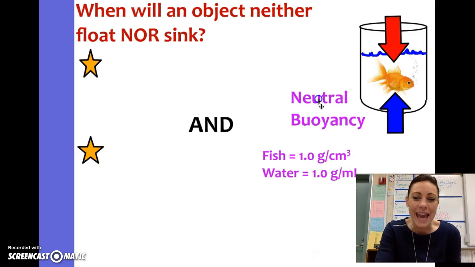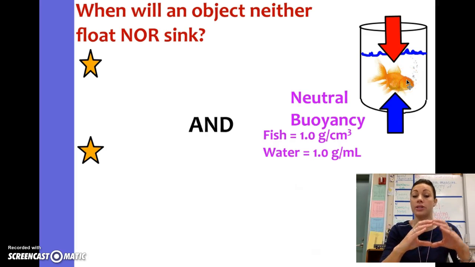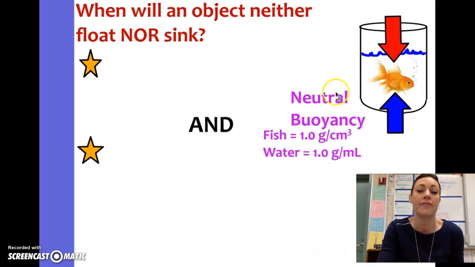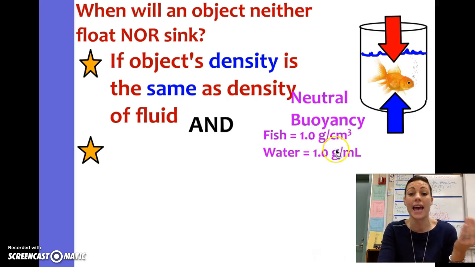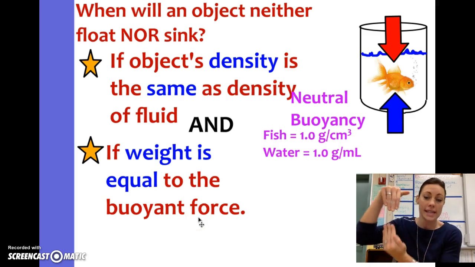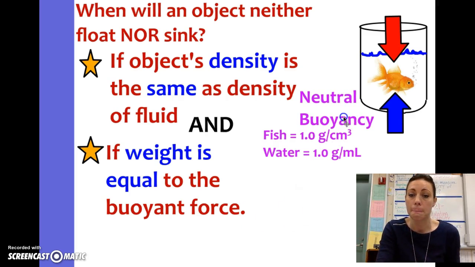But there is a case when an object will neither float nor sink. For example, this fish that would just hang out in the center of the water. It's not floating up to the top, it's not sinking down to the bottom, in which case we would say that the fish has a neutral buoyancy. An object will have a neutral buoyancy if the density is the same as the density of the fluid, like if the fish has a density of 1 and the density of the water is also 1. And if the forces are balanced, the weight of the fish is equal to the buoyant force, in which case we call this neutral buoyancy.